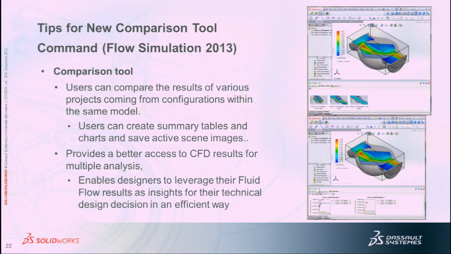Another new feature is the comparison tool. This is kind of nice for comparing a lot of configurations that you have within your project if you make a lot of different runs. So users can compare the results of various projects coming from configurations within the same model. Users can create summary tables, charts, and save active screen images. So it provides better access to your results and enables designers to leverage all their results. Instead of having to go to each configuration and load results and show the cut plot, you can do all this from one configuration and do a comparison within each one.